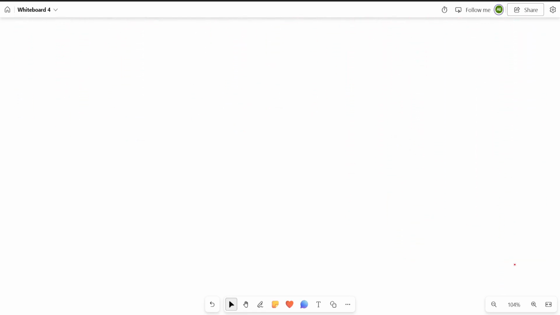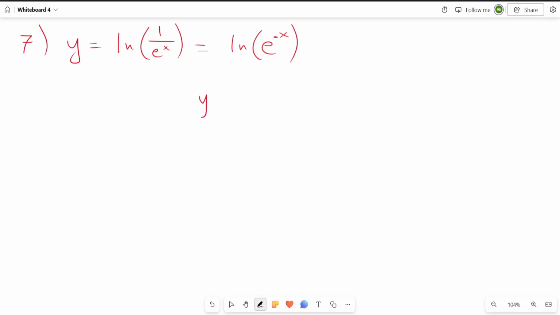Continuing from here, let's take a couple more examples. Let's say we have example number 7, y equals ln of 1 over e power x. So let's rewrite that to a differentiable form. So let's write it as ln of e power negative x. Okay. Differentiation of that is going to be, I know that the differentiation of ln of x is basically 1 over x. So the differentiation of ln of e power negative x is 1 over e power negative x, and then multiplying the differentiation of what is inside.